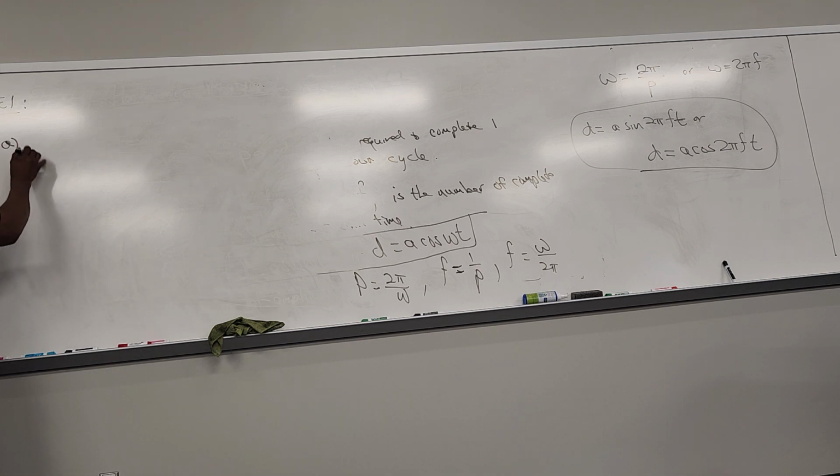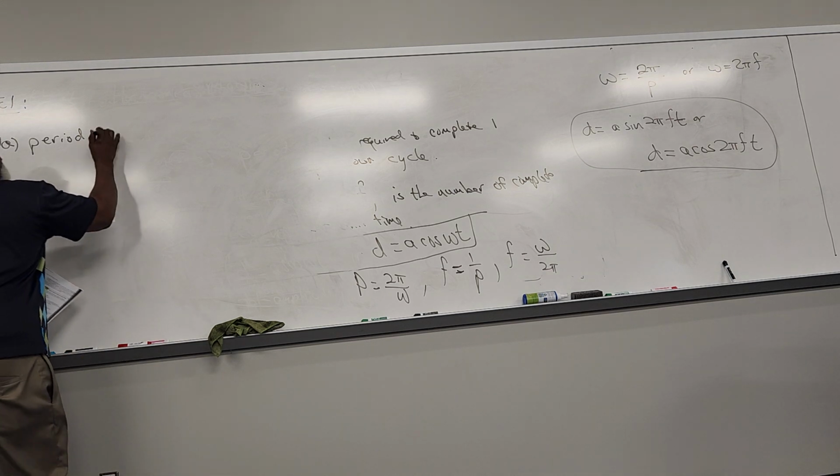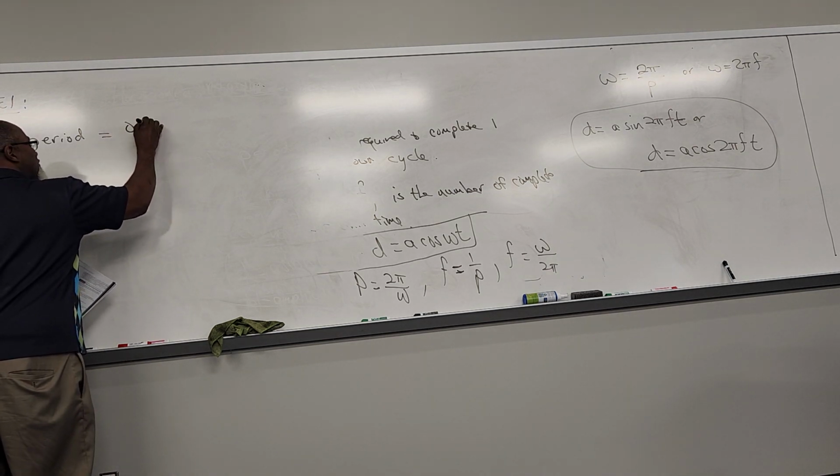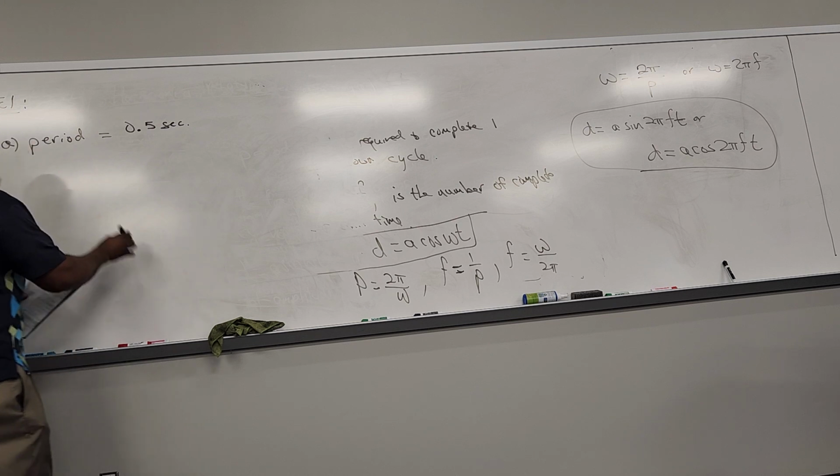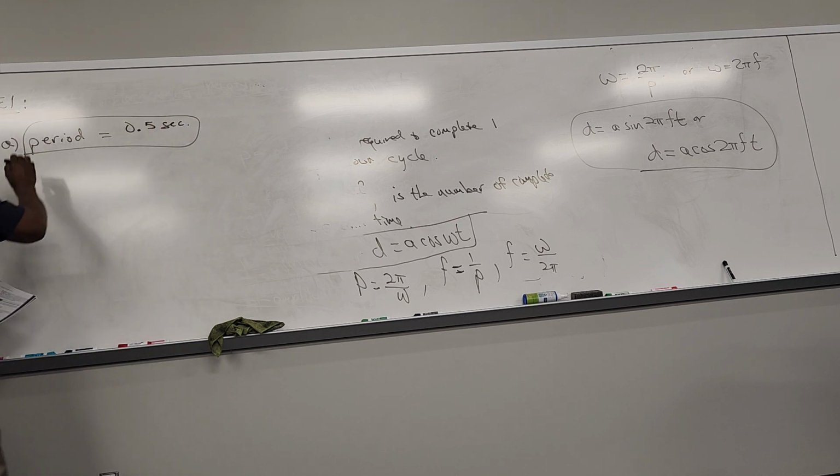So A says, what's the period? Well, if they said it makes one complete up and down cycle in a half second, that's exactly the period. So the period is 1/2, or 0.5 seconds. That's exactly what the period is, the time it takes to make one complete up and down cycle. So the period would be 0.5.